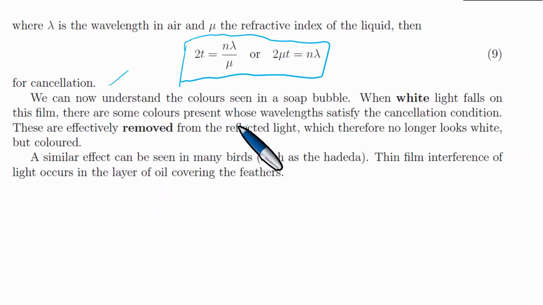We can now understand the colors seen in a soap bubble. When white light falls on this film, there are some colors present whose wavelengths satisfy the cancellation condition. They are effectively removed from the reflected light, which therefore no longer looks white, but colored. A similar effect can be seen in many birds, such as the hadida, from film interference of light in the layer of oil covering the feathers. We continue.